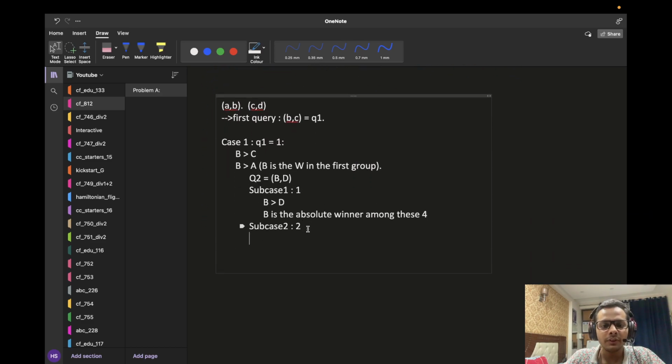And subcase 2 is when D has more wins than B. So in this case we know D has more wins than B, and we already know B has more wins than both C and A, right? It doesn't matter who has more wins among A and C, right? All that matters is that D has more wins than all of them, and so D is the absolute winner.